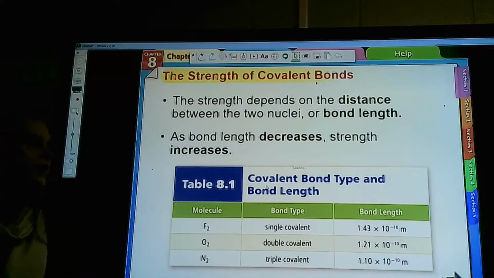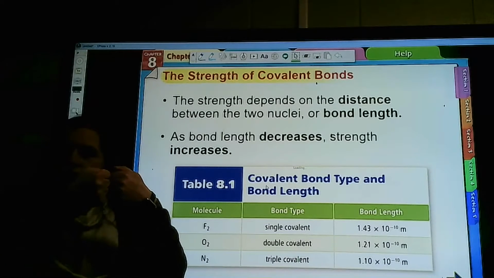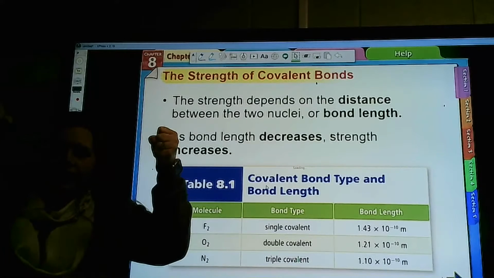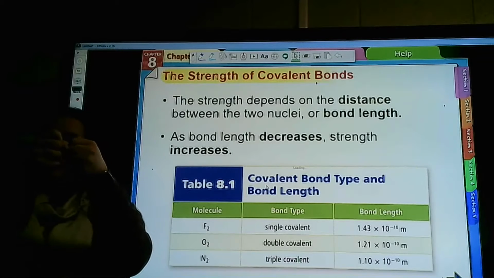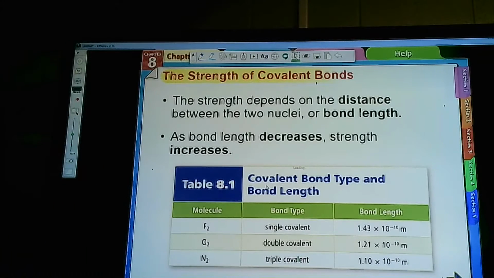As the bond length decreases, the strength of those bonds increases, meaning as they get closer together, it is a stronger bond. So singles are out here, then double, they pull in a little bit more, and then triple bond, they're right on top of each other, and therefore it's a stronger bond.